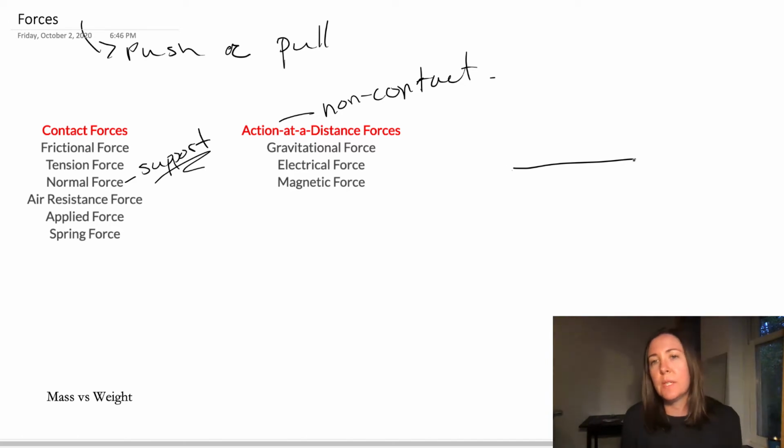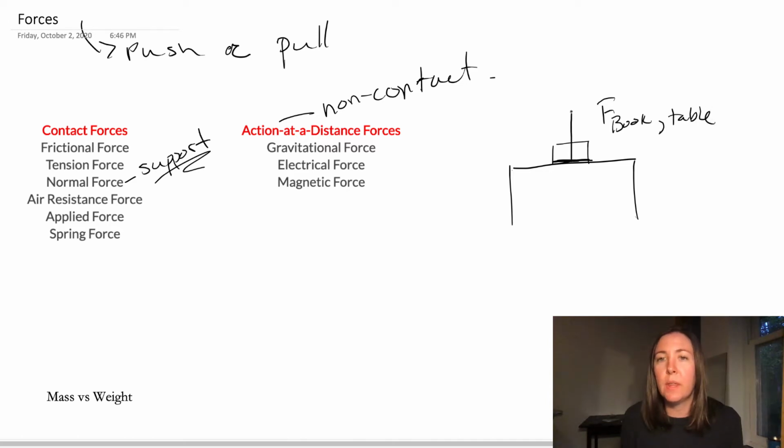If this is a table and I have a book here, there is a force on the book by the table. That force points upwards. That's the normal force, the support force, the thing that holds it up. As compared to the gravitational force, that's the force that pulls down on the object, the force on the book by the earth.